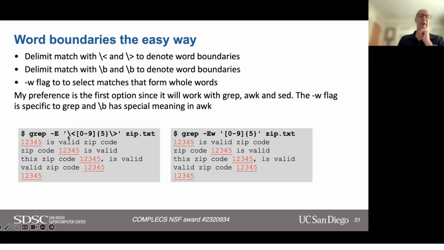So now I'm going to write a new regular expression. Here within my single quotes, I have \<, 0 through 9, and then curly braces 5, \>. And in this case, we picked up all of the valid zip codes without getting any false matches. And I'm showing here on the right how you could have done this with the -w option. Both work, but again, I like to use the \< and \>, since that's going to work across all of the Linux tools that recognize regular expressions.